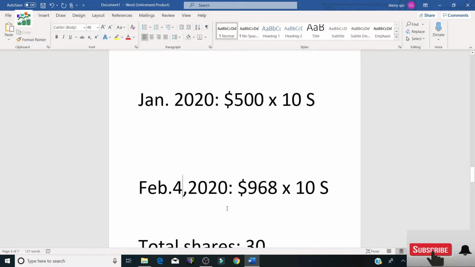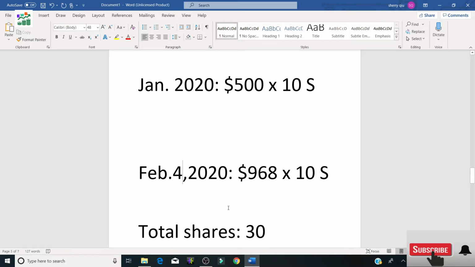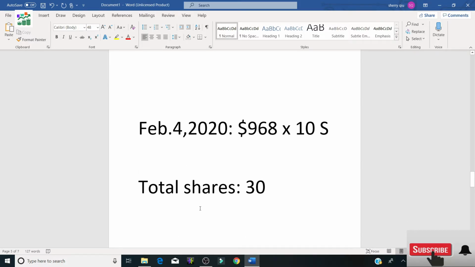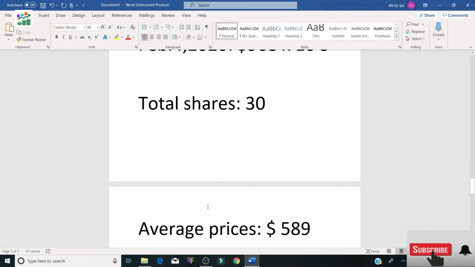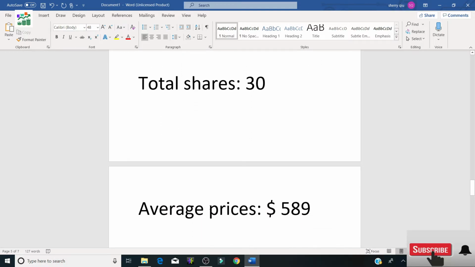But soon he found out he was wrong. That was the highest Tesla stock ever went, and then it crashed at the end. At this time, he has a total of 30 shares of Tesla stock at an average price of only $589 per share.